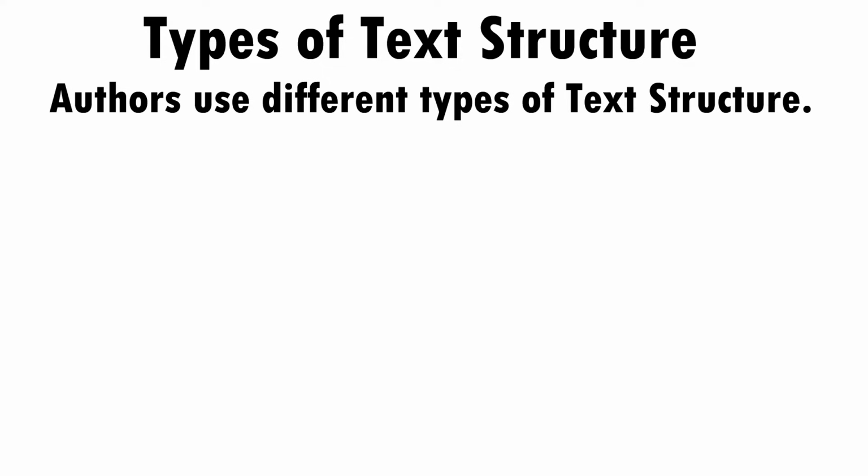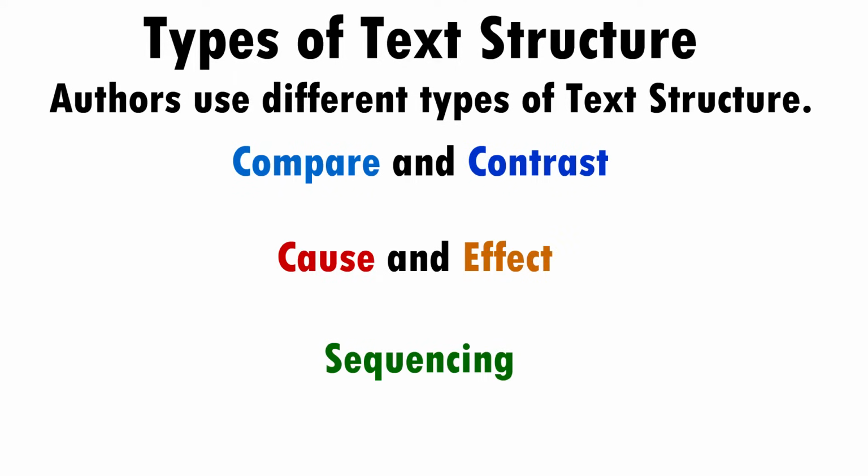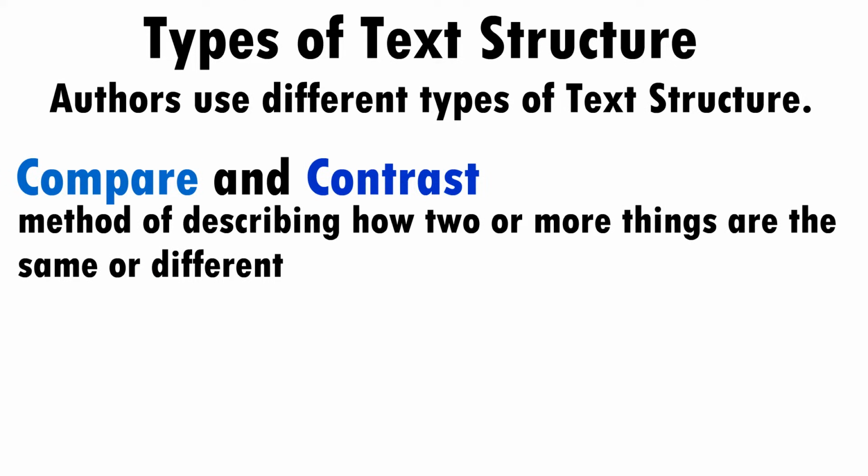There are many types of text structure that are commonly used. Some of the most popular are compare and contrast, cause and effect, and sequencing. Compare and contrast text structure is a method of describing how two or more things are the same or different.